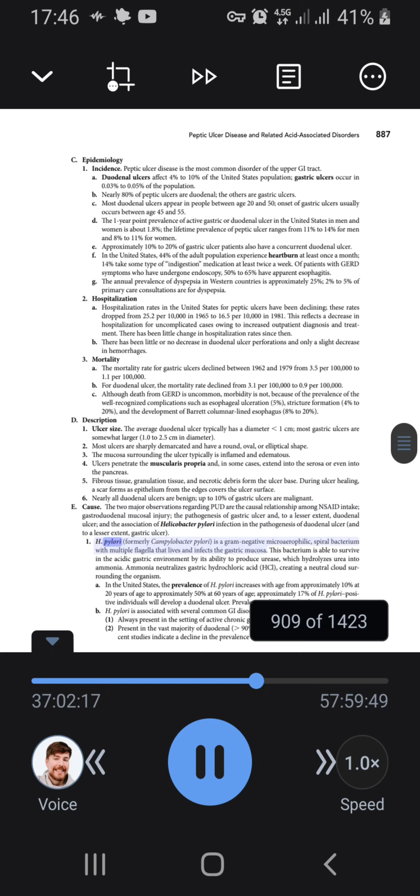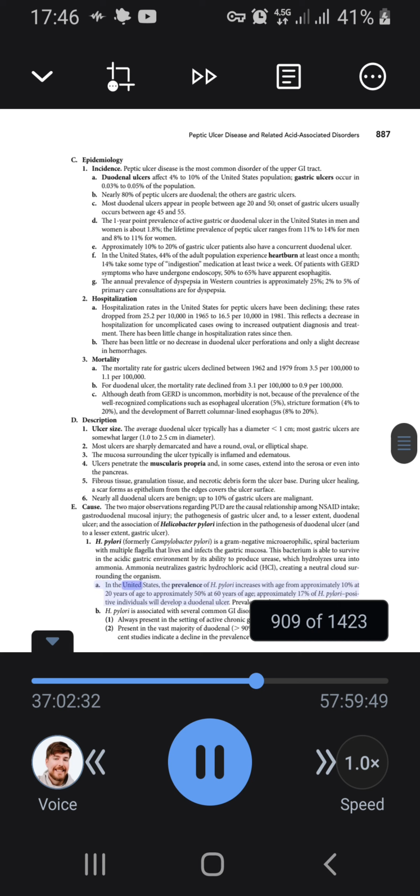1. H. pylori, formerly Campylobacter pylori, is a gram-negative microaerophilic, spiral bacterium with multiple flagella that lives and infects the gastric mucosa. This bacterium is able to survive in the acidic gastric environment by its ability to produce urease, which hydrolyzes urea into ammonia. Ammonia neutralizes gastric hydrochloric acid, HCl, creating a neutral cloud surrounding the organism.